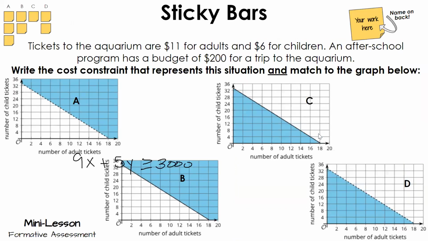So really quick, we're going to do this little sticky bar thing. I want you to read over the scenario. I'm going to give you a sticky note, and I want you to figure out which one of these graphs is representative of this situation. So write the cost constraints. You're going to write an inequality and you're going to graph it. Does that make sense? So you're writing the inequality and then you're figuring out which graph this is.